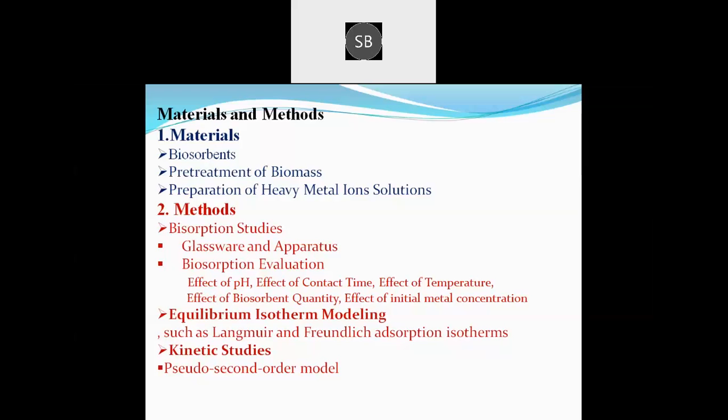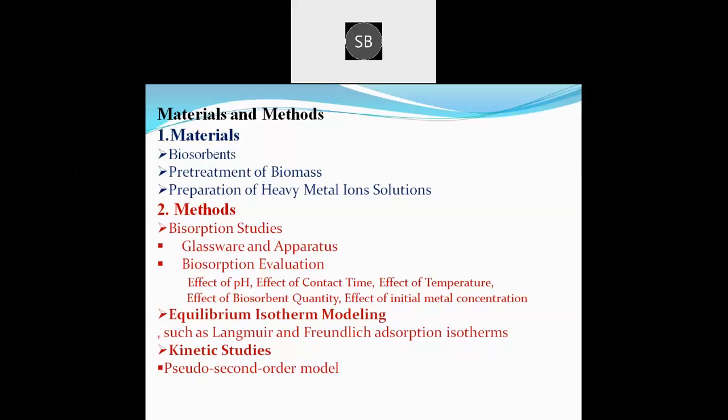Now coming to the methods. That includes proper biosorption studies. In biosorption studies, we need glassware and apparatus. Generally this process is carried out in an Erlenmeyer flask of 150 or 250 ml, and we require an orbital shaker, pH meter, etc. Many things are required for that.